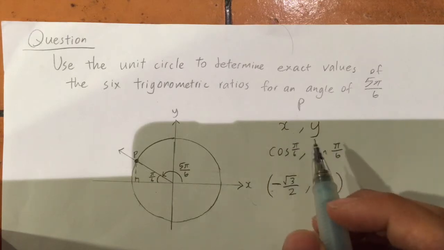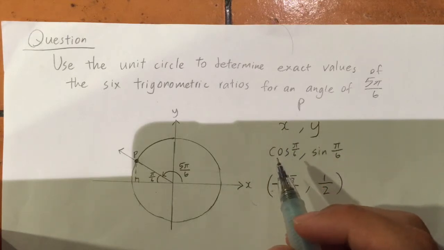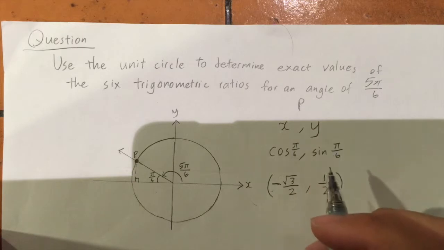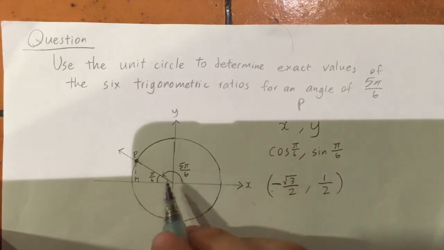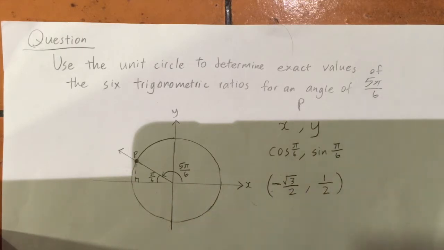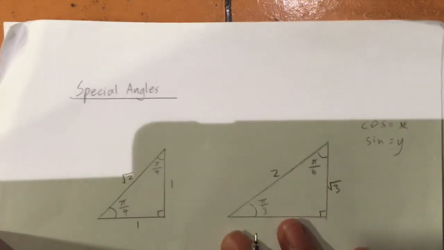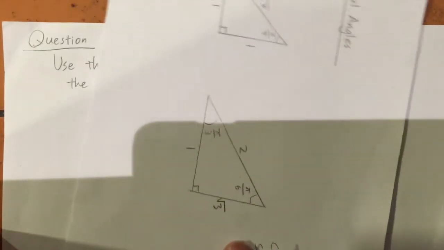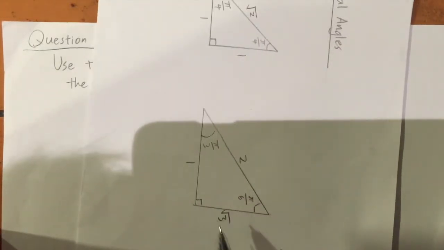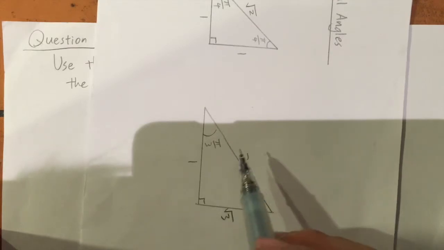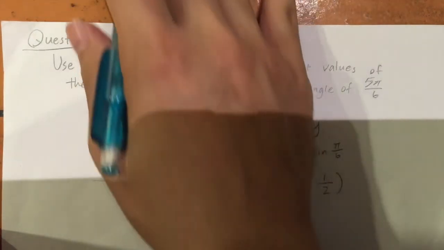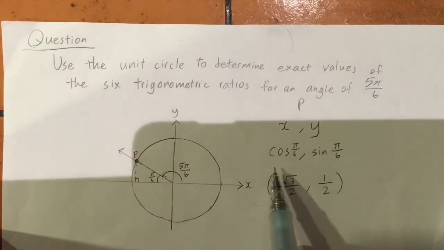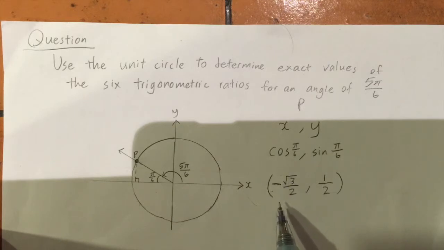First, we must find the x and y. Since x is cos, remember, and y is sine, we are able to determine the cos and the sine referring to the special angles. Since it's pi over 6, which is here, we just flip it over so that you can see better. The opposite is 1, the adjacent is root 3, and the hypotenuse is 2. Therefore, cos, which is adjacent over hypotenuse, is root 3 over 2.